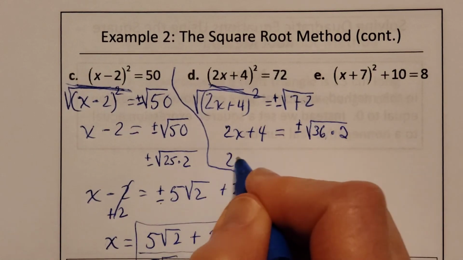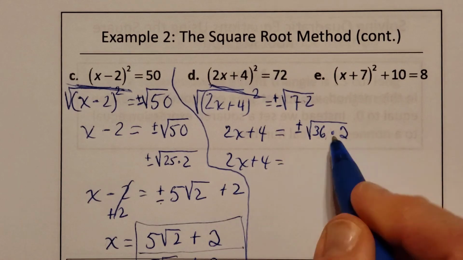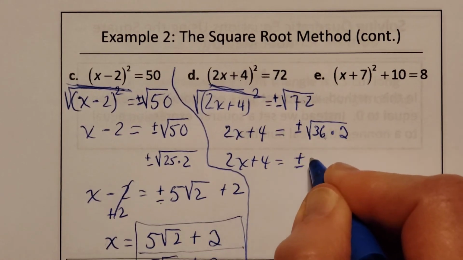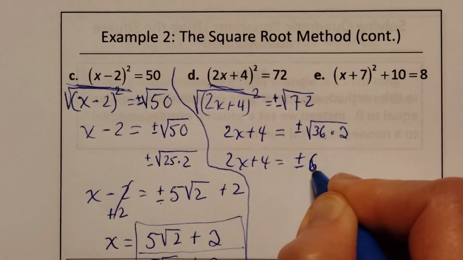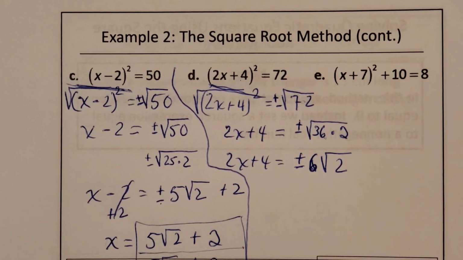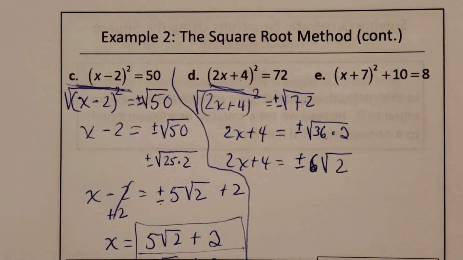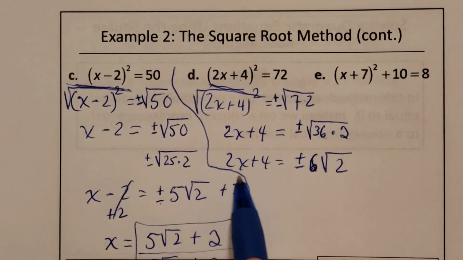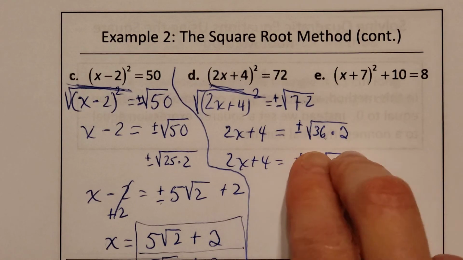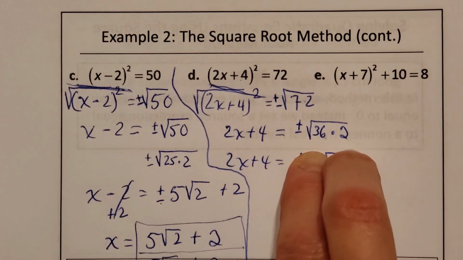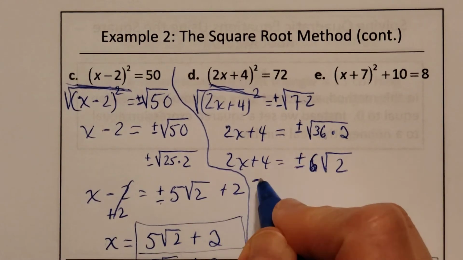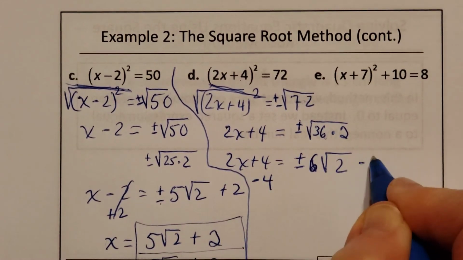So now I know that this is 6 square roots of 2, plus and minus 6 square roots of 2. All right, so now what do I do? Well, now I'm going to think of this as just a linear equation. This is a crazy number, but pretend it's just a 20. What would we do? We would subtract 4, and then we would divide by 2. We're going to do the same thing. We're going to subtract 4.